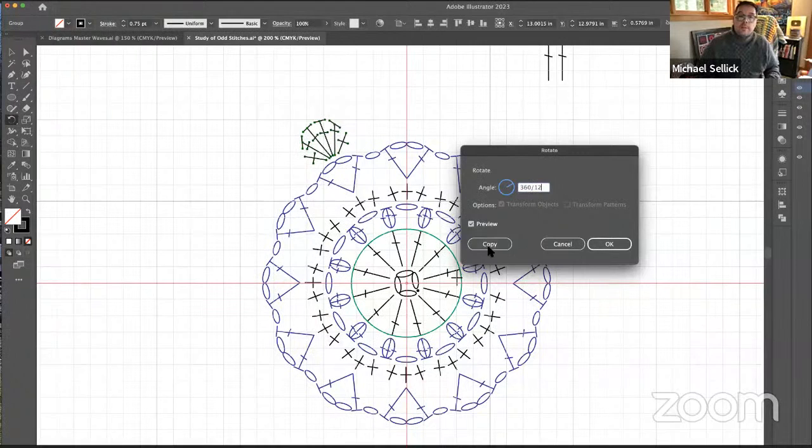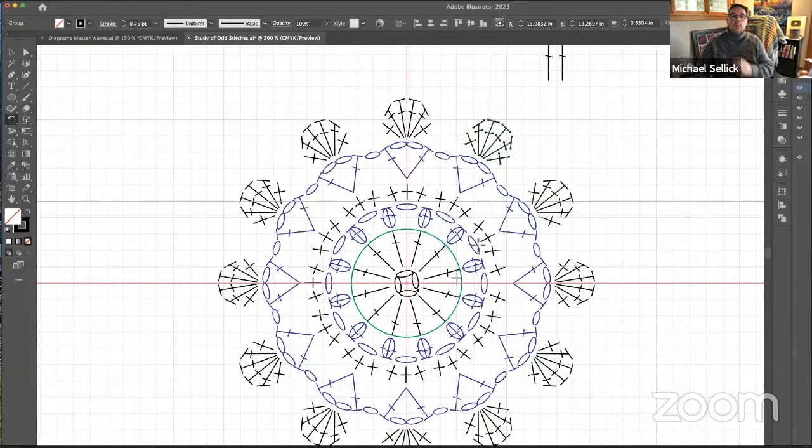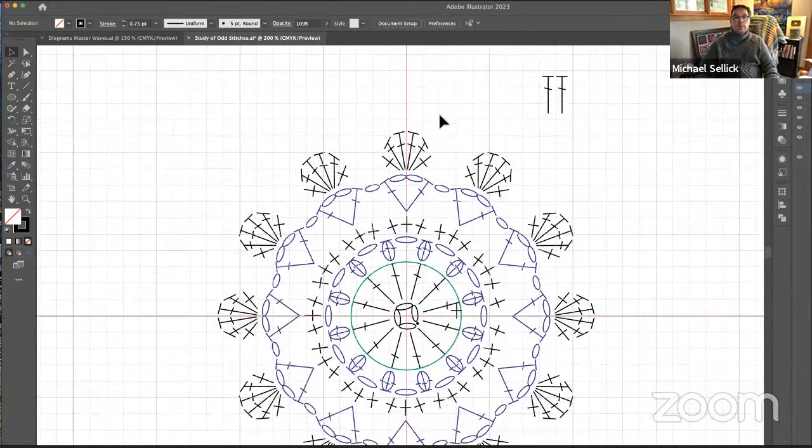So there's 12 of these guys too. Copy. Okay, now there's going to be 4 chains and 2 double crochets, or 2 singles. So I need single crochets.